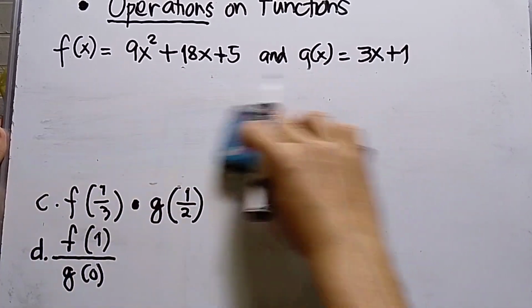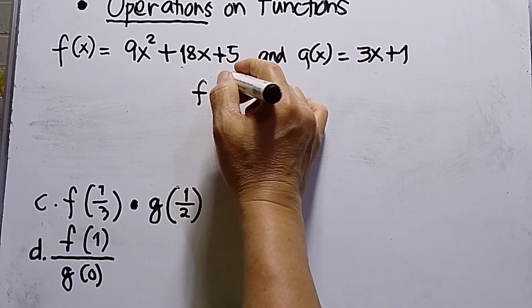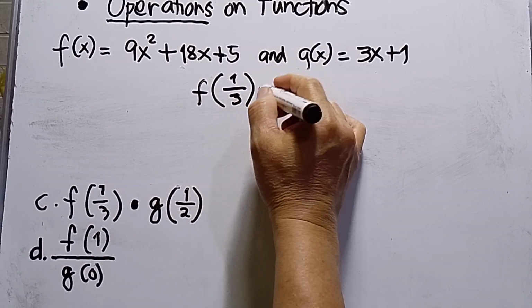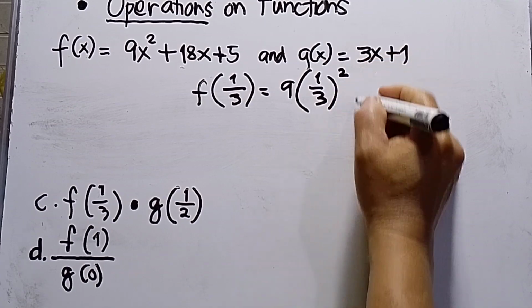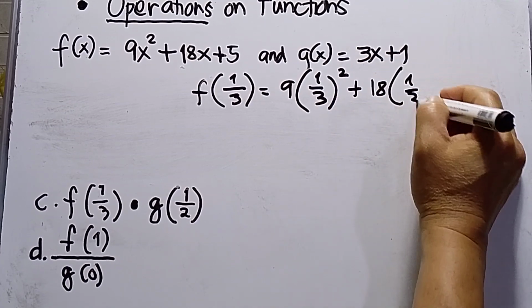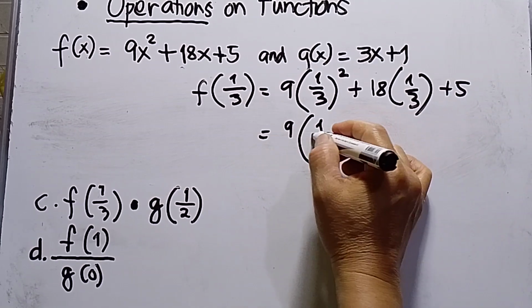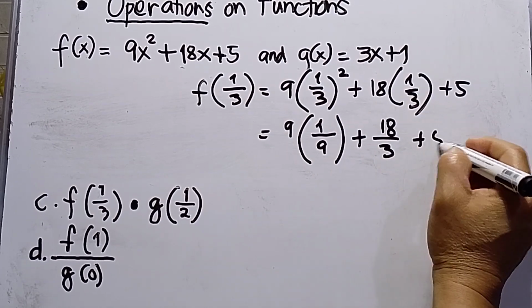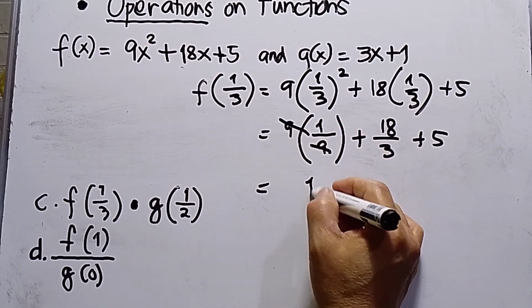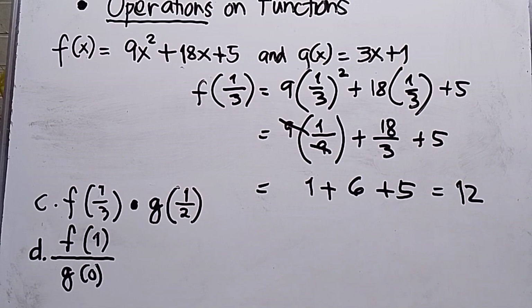Now how about letter C? Letter C is multiply function. So f of 1/3. So this will be 9 times 1/3 squared plus 18 times 1/3 plus 5. So this will be 9 times 1 over 9 plus 18 over 3 plus 5. So cross out, so this will be 1. 18 divided by 3 is 6 plus 5. So this will be 12, right?